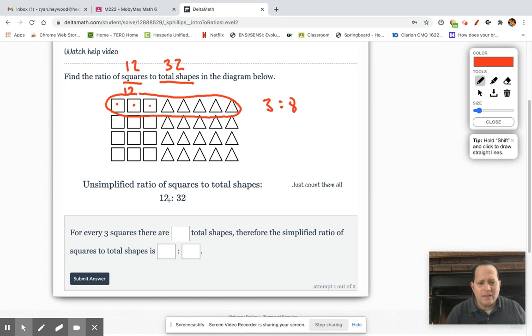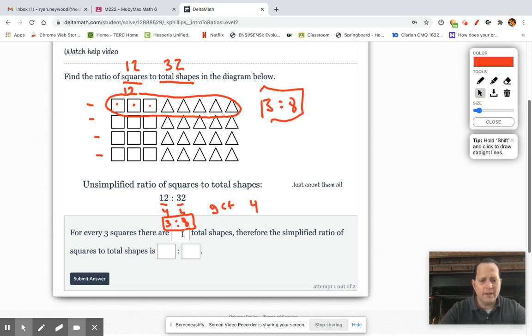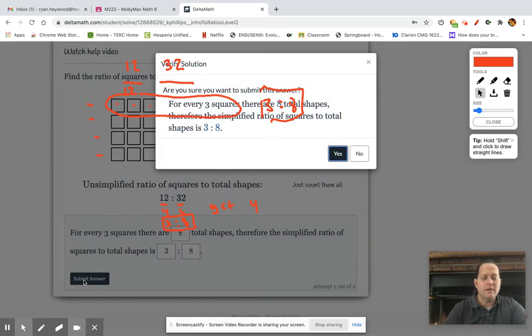And again, if you take this, the 12 and 32, you can see that we have 4 groups, 1, 2, 3, 4. So our greatest common factor is going to be 4. And if we divided the 12 by 4, we get 3. And if we divide the 32 by 4, we get 8. And you'll see we end up with the exact same ratio, 3 to 8. So let's go ahead and type that in now. So for every 3 squares, there are 8 total shapes. So our simplified ratio of squares to total shapes is 3 to 8.